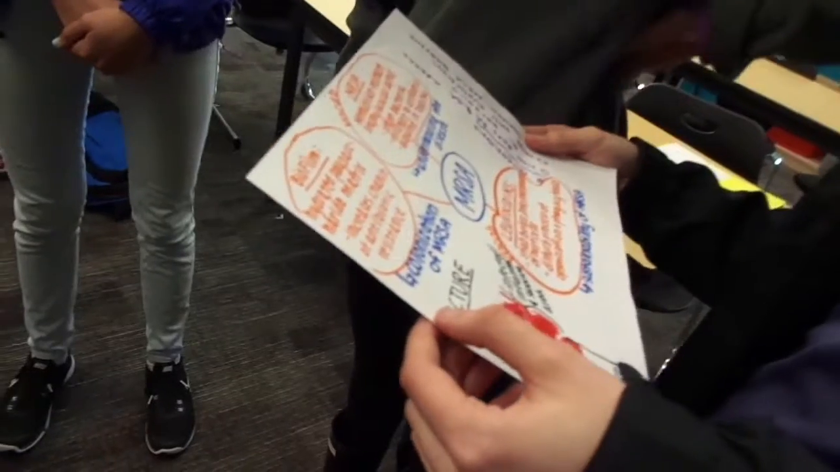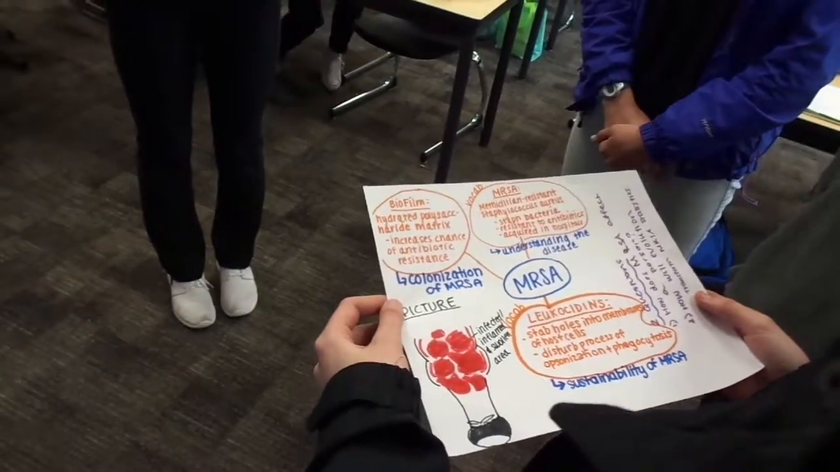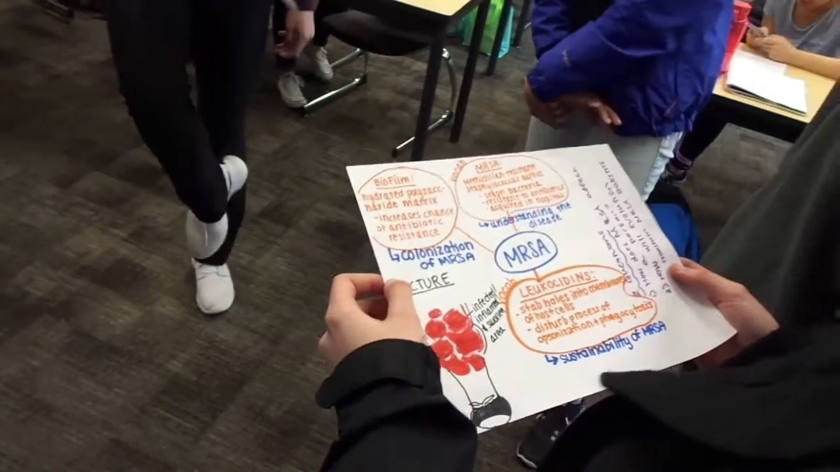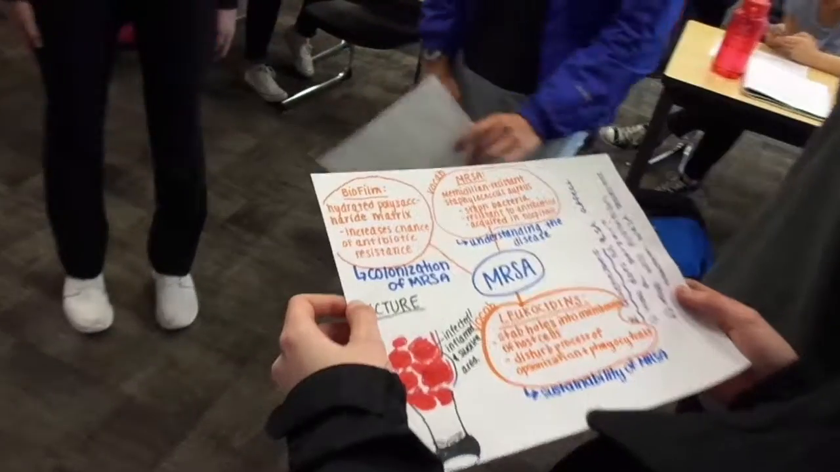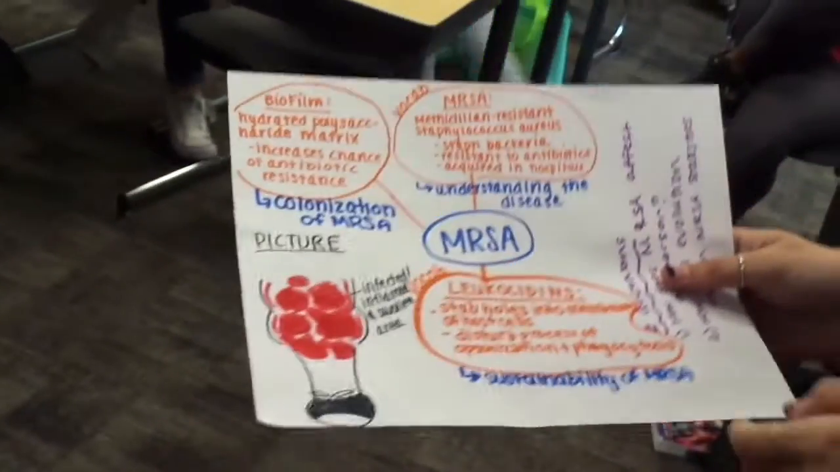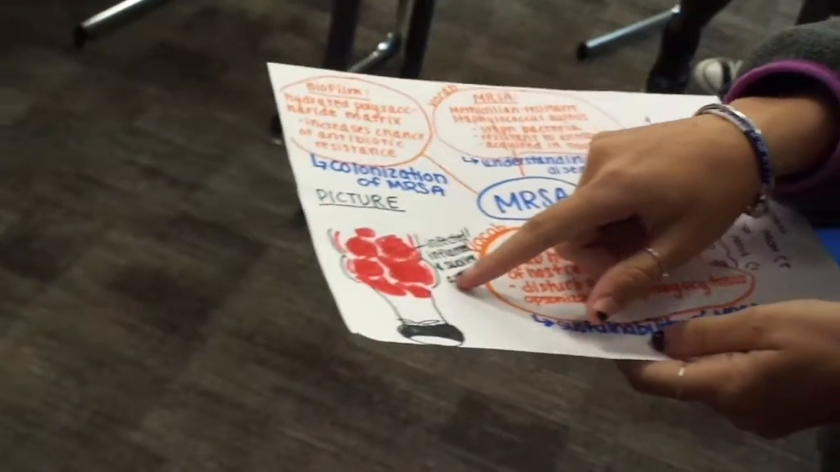One of the words we want to share is biofilm, a hydrated polysaccharide matrix, and it increases your chance of antibiotic resistance, and that's part of the colonization of MRSA. This is an image of a leg of a person that has MRSA. This area is inflamed and swollen and red.